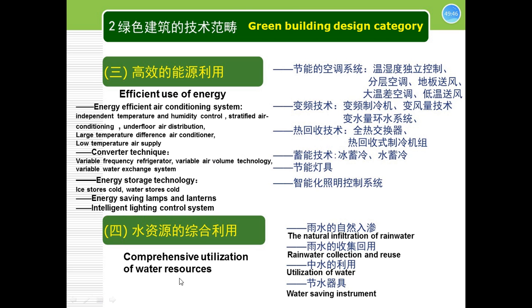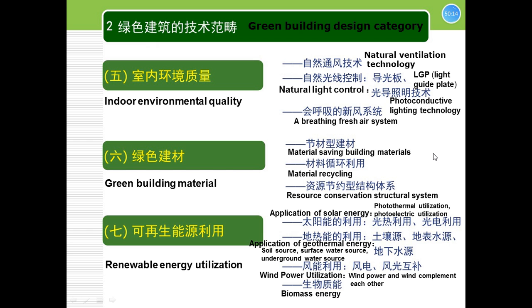Four. Comprehensive utilization of water resources. The natural infiltration of rainwater, rainwater collection and reuse, utilization of water, water saving instrument. Five. Indoor environmental quality. Natural ventilation technology. Natural light control. Operating fresh air system. Green building material.